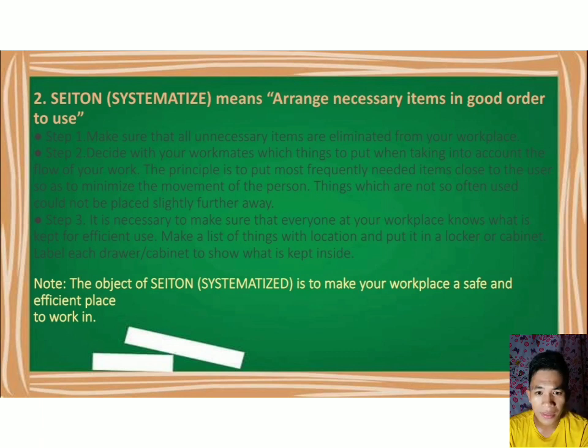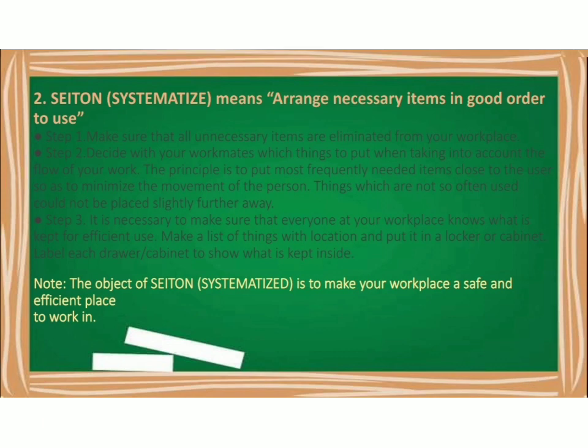Make a list of things with location and put it in a locker or cabinet. Yes, label each drawer or cabinet to show what is kept inside. Ingon na kung naa tay mga locker or drawer, panganlan gyud nato unsay nakabutang diha, unsay naka-arrange diha, unsay naka-order diha. Note, the object of Seiton or systematize is to make your workplace a safe and efficient place to work in.